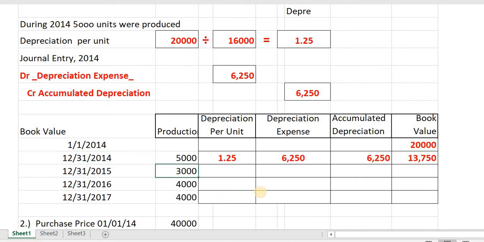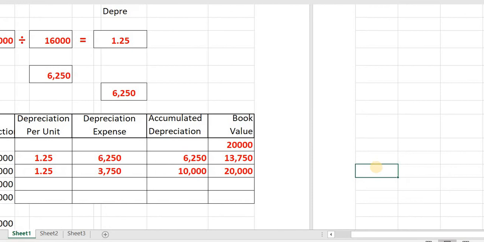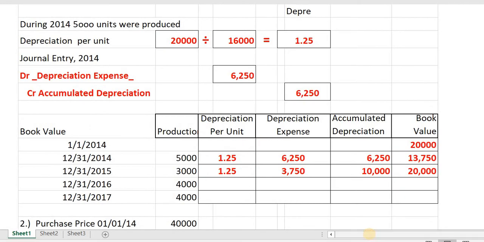It's year 2. We produced 3,000 units. How much depreciation are we going to take? We're going to take $1.25 a unit times 3,000 units, aka $3,750. Our accumulated now is $10,000 for a total book value of $20,000 after subtracting the accumulated depreciation from the cost.